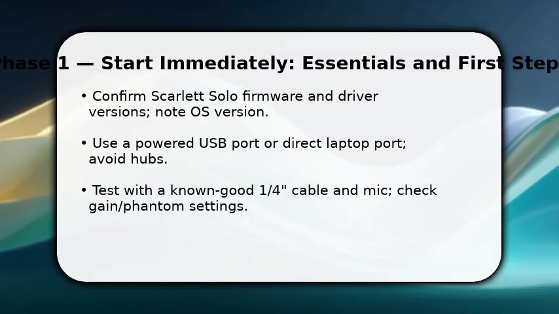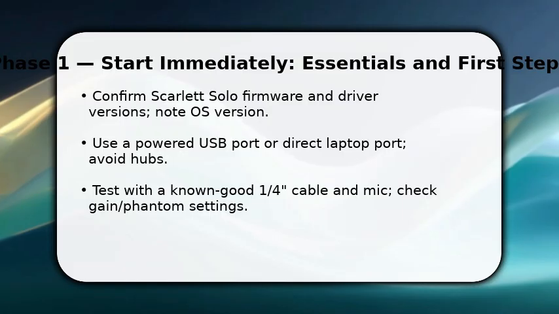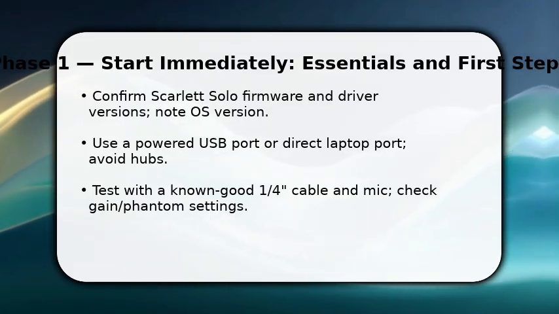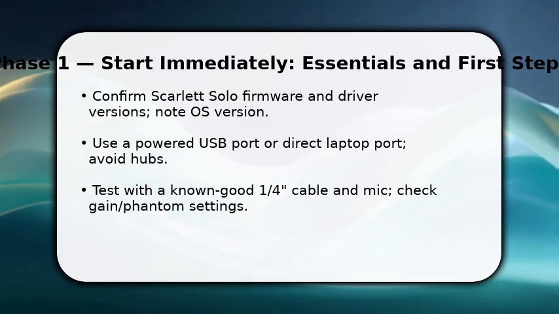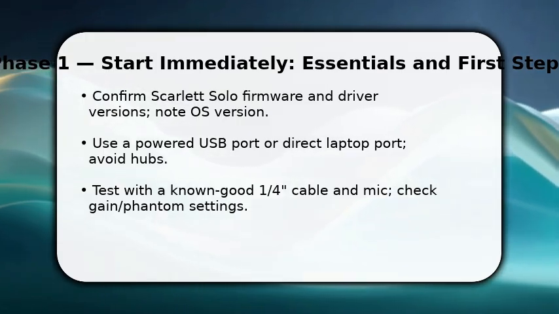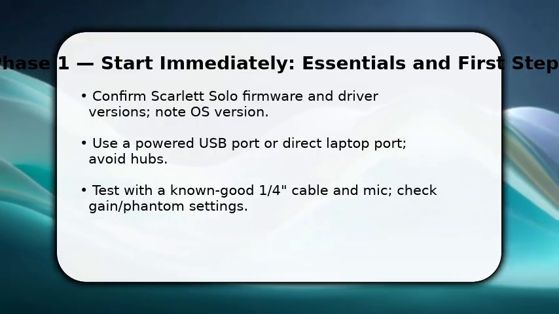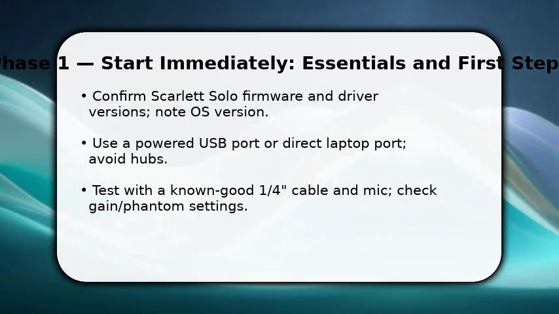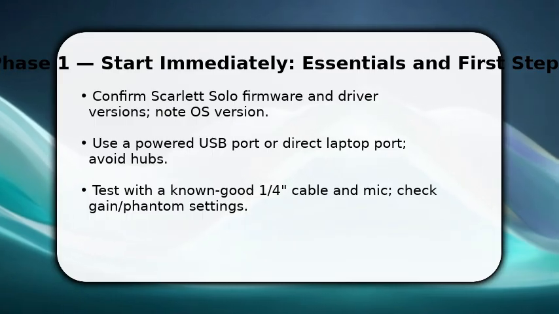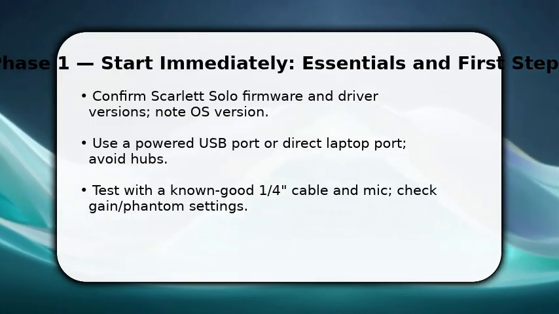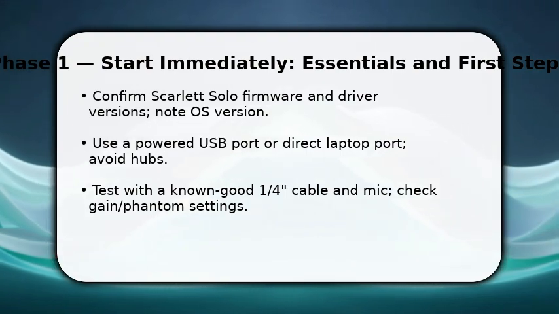You start by verifying drivers and firmware. This prevents wasted steps later. Connect the Scarlett Solo directly to a powered USB port. Make sure the device lights up. Once done, set input gain to minimum and plug a known good mic or instrument with a reliable 1/4 cable so you can isolate the interface. Open your OS sound settings and select Scarlett as input/output. This confirms the computer recognizes the device, which is the essential first action before deeper fixes.